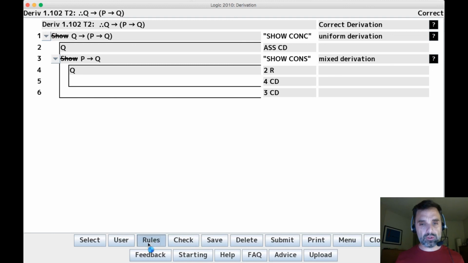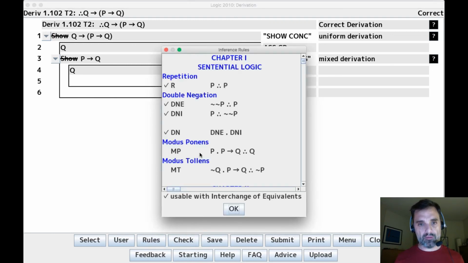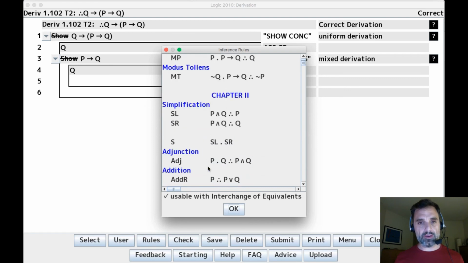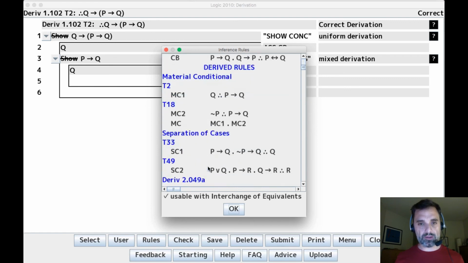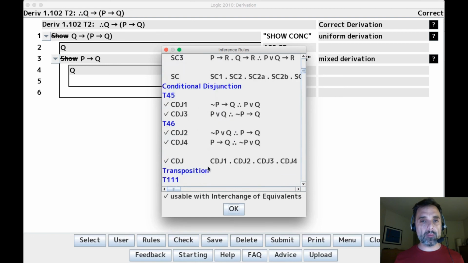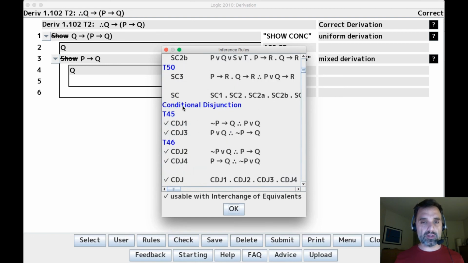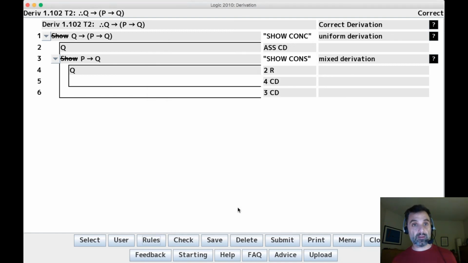And if we look in rules, here we have our basic rules, and then there are the chapter 2 rules, which we'll be getting to in our next unit. But then down here we see this rule. There's a rule called conditional disjunction, and this shows you it's turned on by doing theorem 35 and theorem 45 and theorem 46. So that's quite handy. So that's about derived rules.